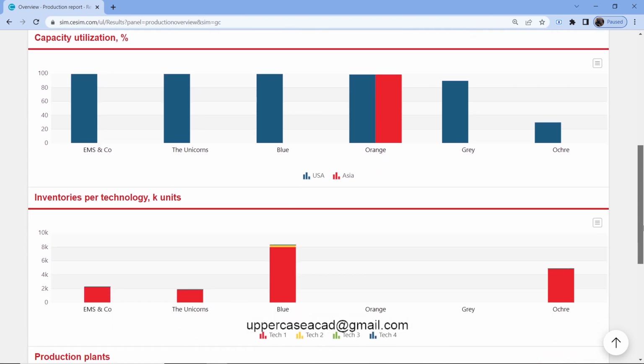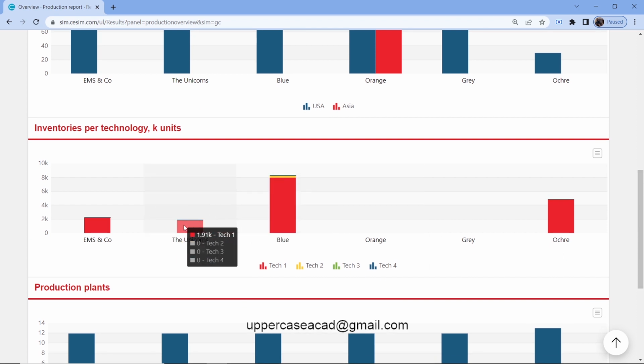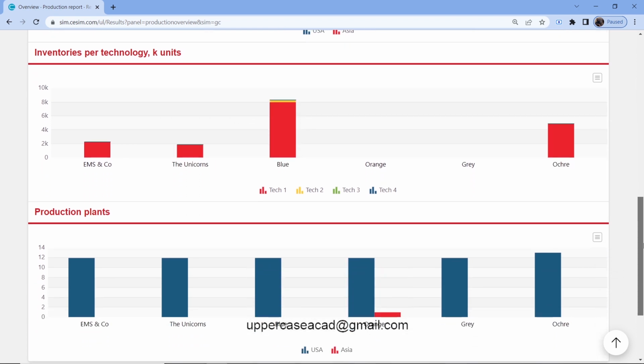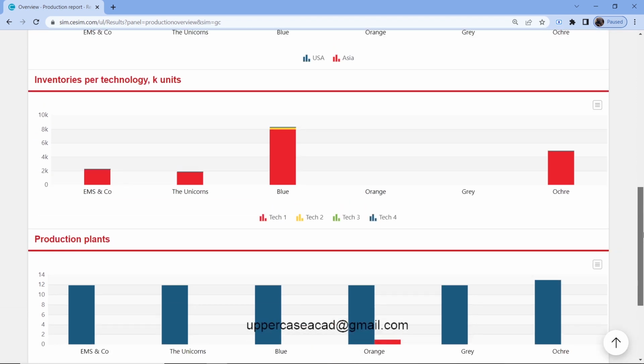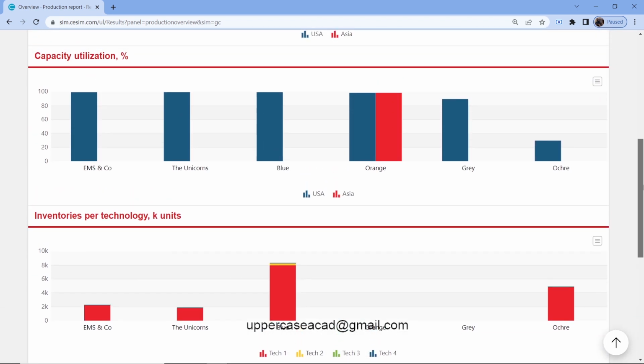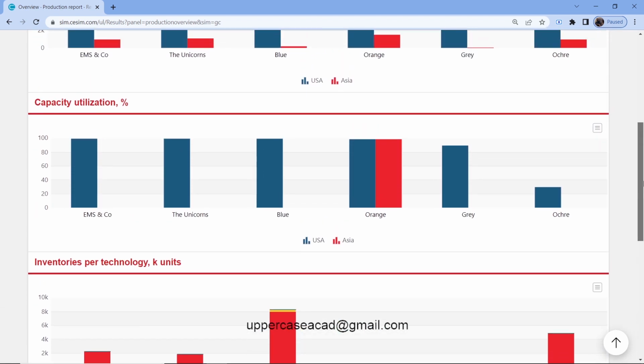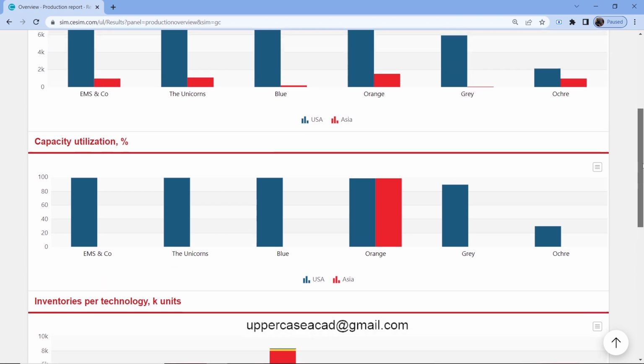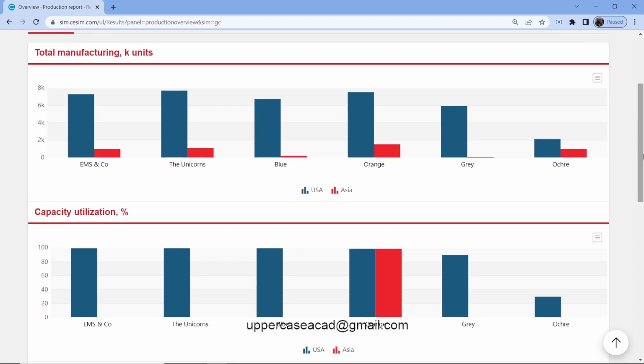So for my inventories, there's nothing much you can talk about there. With the capacity utilization, you should also know that if you have done a contract with someone, you have to sell what you contracted first before you sell what you produced in your own manufacturing. So let's go to our cost report.